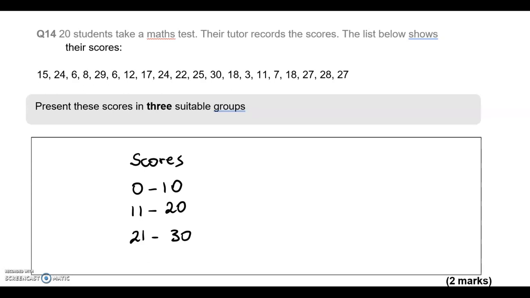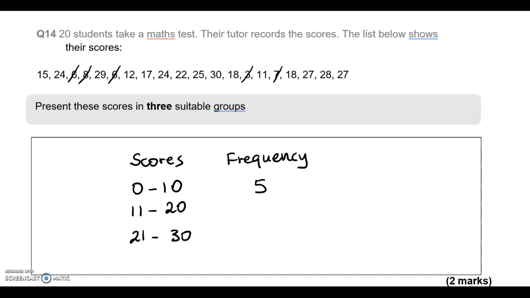And then on the side we can have frequency or total. So how many of these scores are between 0 and 10? We've got 1, 2, 3, 4, 5 of them.